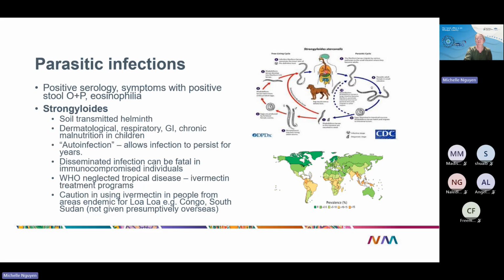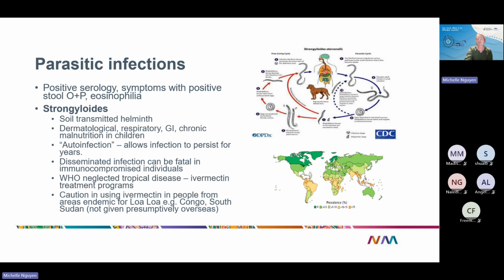So with these parasitic infections that we pick up, mostly they are picked up, as I said, through positive serology, or because people have symptoms, and so we send a stool for OMP because they've got the symptoms, or because they have eosinophilia on their blood count. Strongyloides itself is a soil transmitted helminth. So typically, classically, people get strongyloides walking around barefoot in areas where the soil is contaminated. It can cause dermatological, respiratory, GI issues, and can contribute to chronic malnutrition in children.